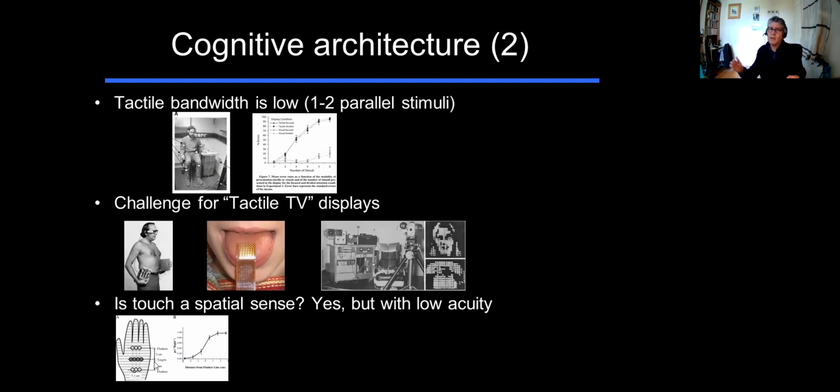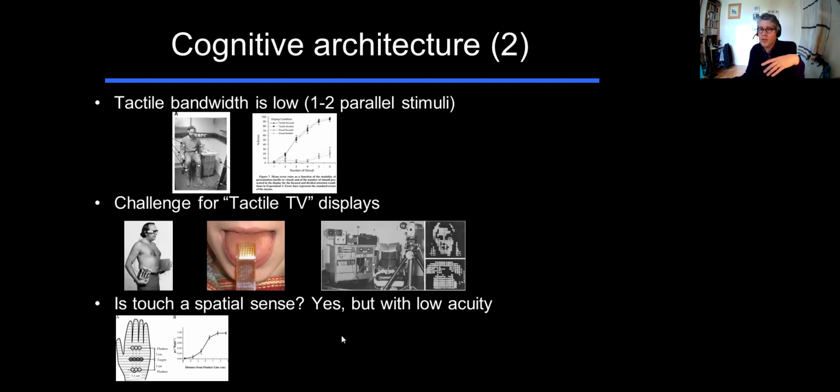So touch must be a spatial sense, but only in this rather crude sense of being able to detect a line of three tactile stimuli separated by a few centimeters. So you can't get really high resolution parallel stimulation through touch. And instead, a lot of the interest in tactile engineering has gone on temporal information.